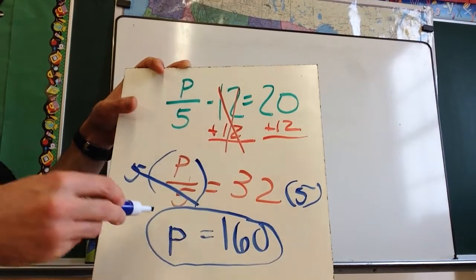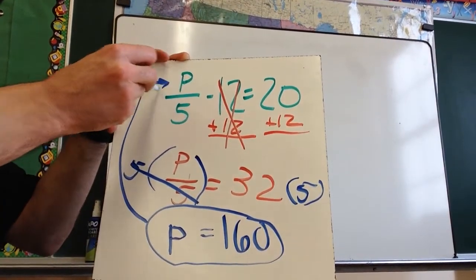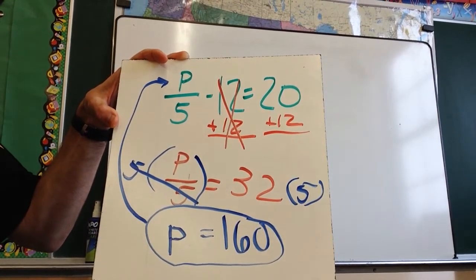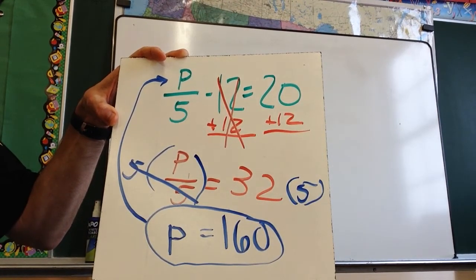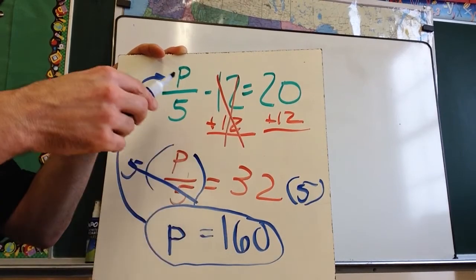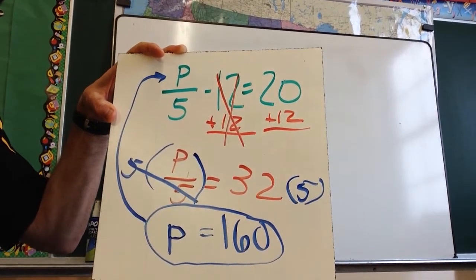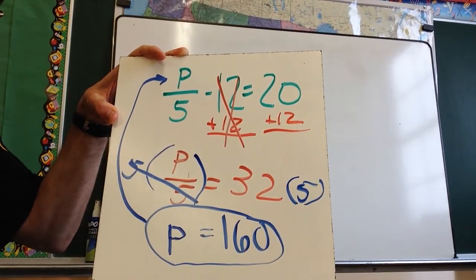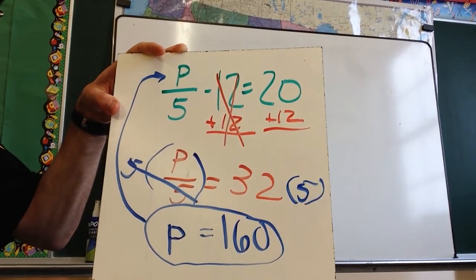Okay, and so now what I could do is I could take this 160, I could substitute it back in there for p. And then I would hopefully notice that when I divide 160 by 5, I get 32, and then 32 minus 12 equals 20. So I know that I got myself the right answer.